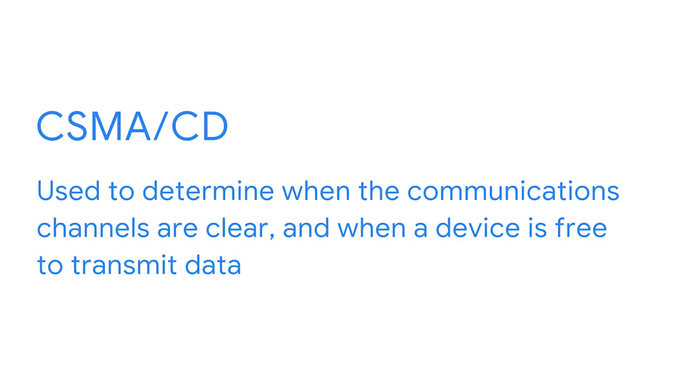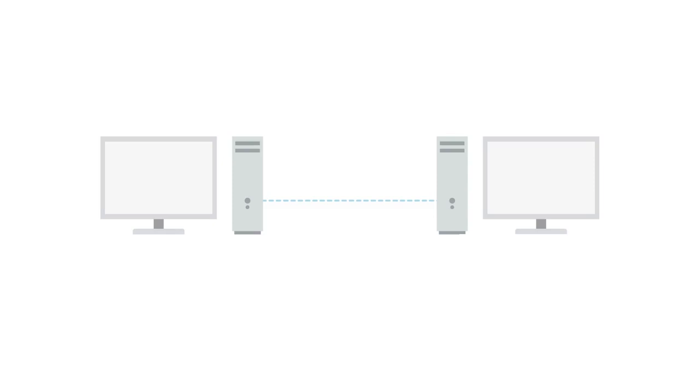CSMA-CD is used to determine when the communications channels are clear and when a device is free to transmit data. The way CSMA-CD works is actually pretty simple. If there's no data currently being transmitted on the network segment, a node will feel free to send data. If it turns out that two or more computers end up trying to send data at the same time, the computers detect this collision and stop sending data. Each device involved with the collision then waits a random interval of time before trying to send data again.